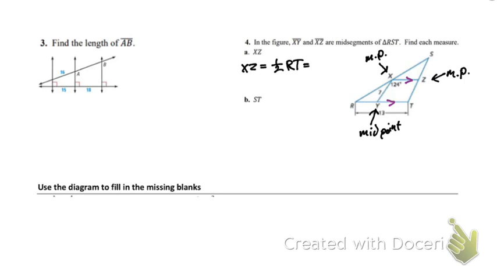Well, half of RT would be 13 divided by 2. I'm just going to leave it as 13 divided by 2.